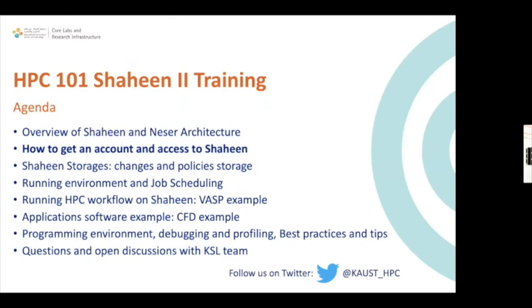Then we move on to how to get access to that: how to get accounts and so on, and how to use it. Then we move forward to explaining all the details of how to take advantage of this facility and use these core hours and your accounts to run your scientific workflows. I give the floor now to my team to walk you through the next steps. Thank you.